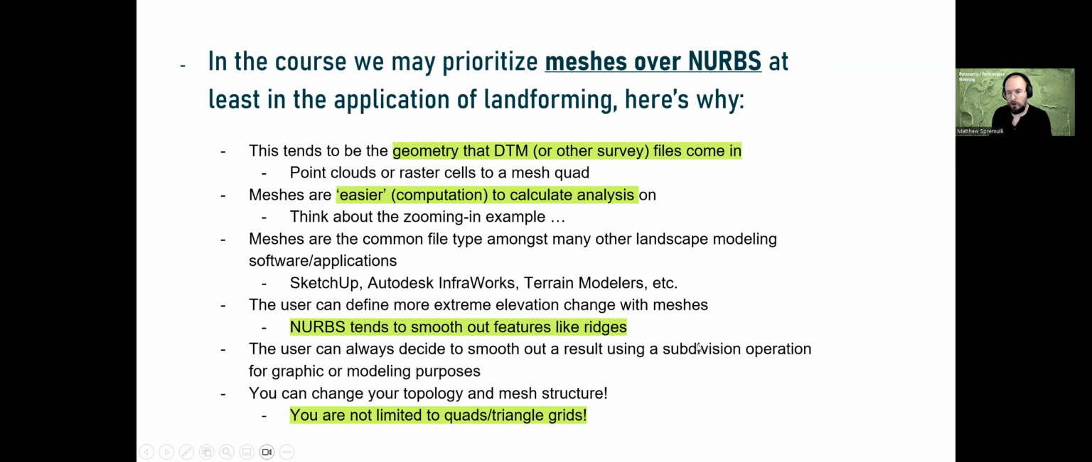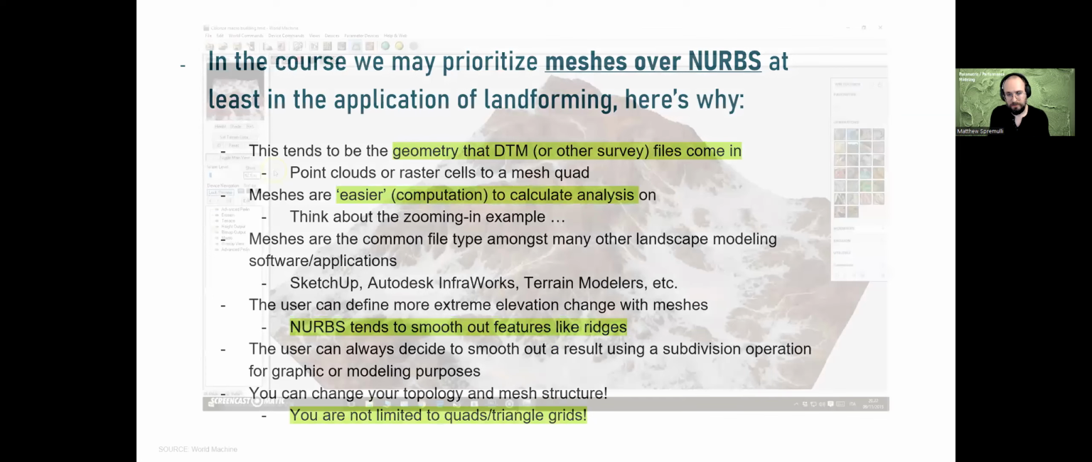So if you are working in a coarse mesh for general rough modeling purposes, and you're like, it's good for now, but later I wish it would be smooth, you can do that. You can always smooth out a mesh afterwards, but you cannot go in reverse for a NURBS surface. And you can change your topology and mesh structure. This may or may not matter to you, but you have options.